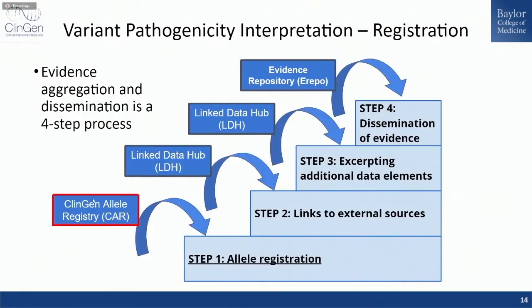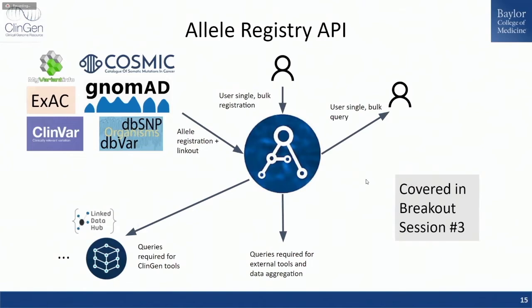Okay, so we see this as a four-step process, and Allele Registry is at the very bottom. This is how we're building up to these higher level functionalities. Starting with Allele Registration at the bottom, we can link to external sources for describing the same variant using that CAID. We can also excerpt additional data elements on top of that. And finally, we can disseminate the evidence via the evidence repository from curations that were published in the variant curation interface.